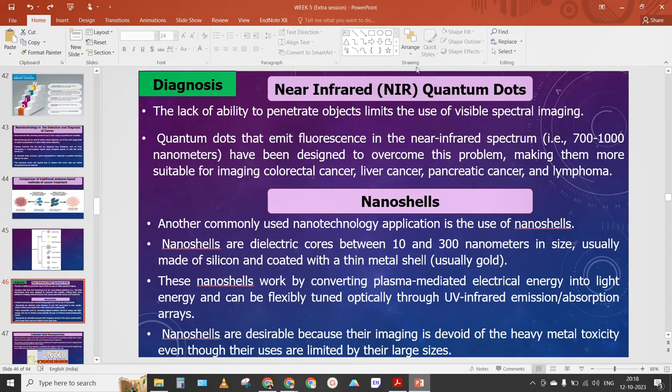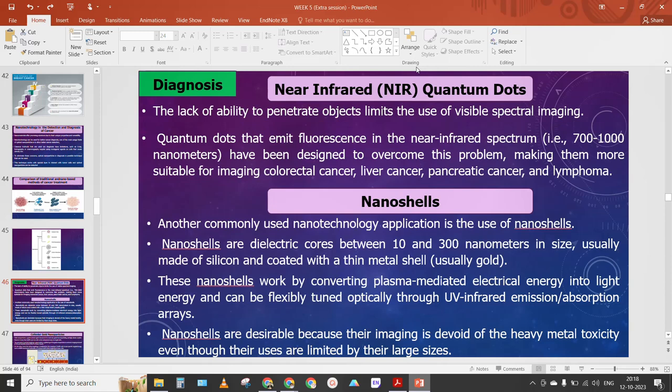The lack of ability to penetrate objects limits the use of visible spectral imaging. Quantum dots that emit fluorescence in the near infrared spectrum have been designed to overcome this problem, making them more suitable for imaging colorectal cancer, liver cancer, pancreatic cancer and lymphoma.